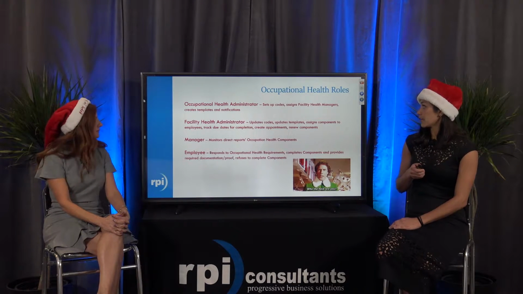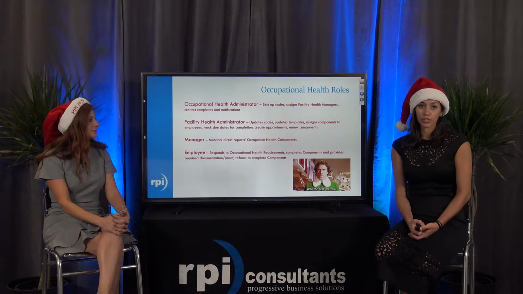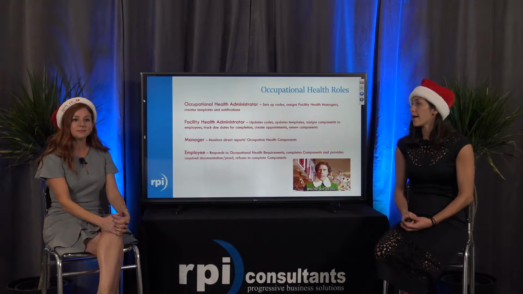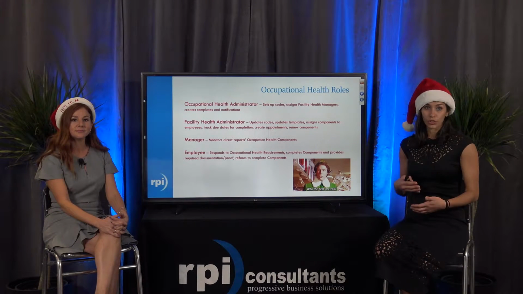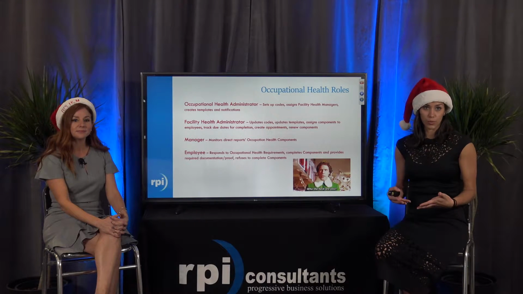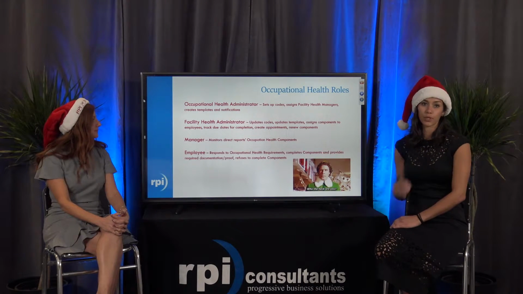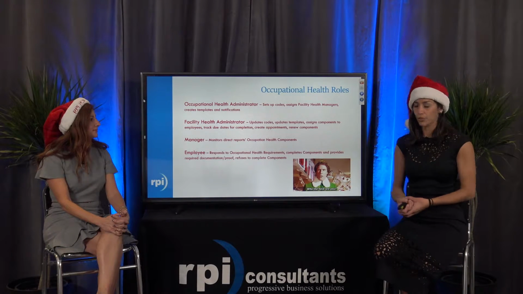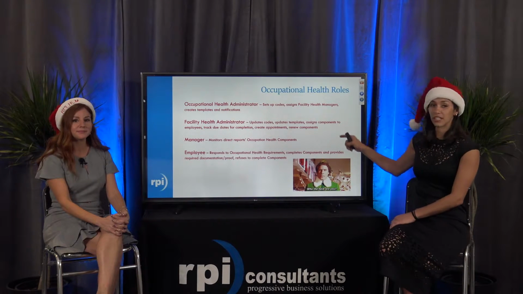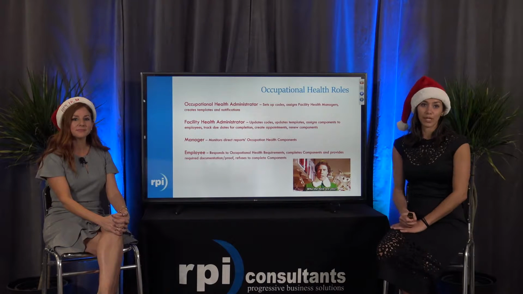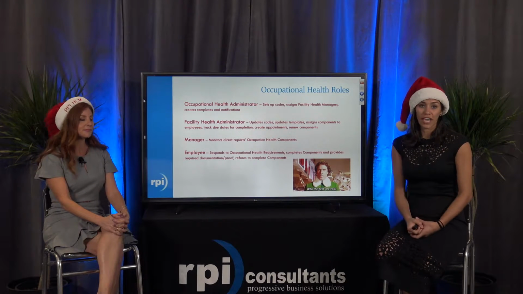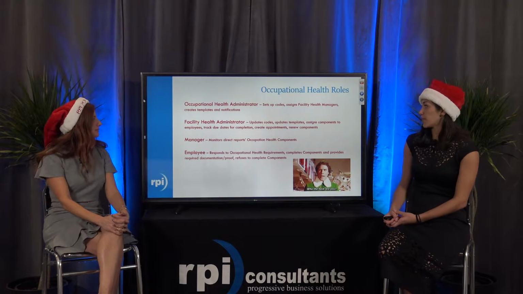Additional roles here. So these are the standard delivered roles in GHR. Again, you can make additional security roles if you need them, but this is what comes delivered. So you have the OC Health Administrator. This is who sets up the codes. They really set up the system for you to use. They set up the facility health managers. They can create the email templates and any kind of notifications. They're going to set all that up to begin with.